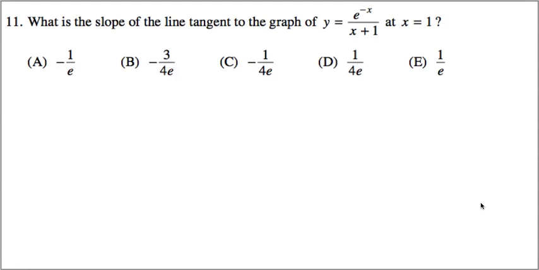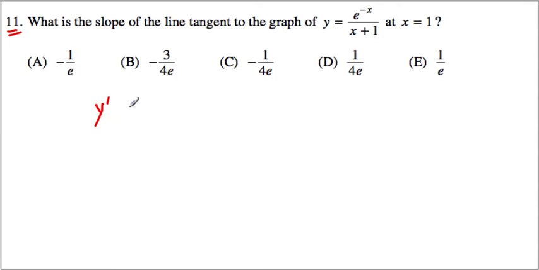Hello, so this is a continuation on the practice exam solutions starting from number 11. Alright, let's get started. What is the slope of this line tangent to the graph? Now then we have to look at the derivative.